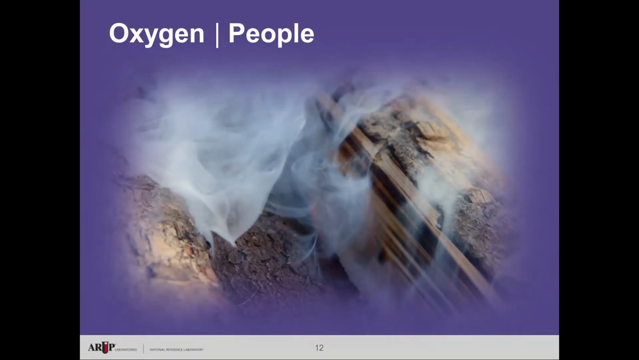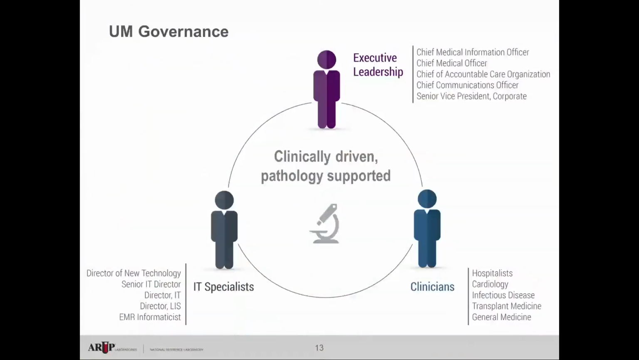Okay, the second element of the fire triangle after heat is oxygen, and the second element of the clinical management triangle after data would be people structures. It's really critical if you want any sort of a clinical management program to have the executive leadership of the hospital or the health system on board alongside key clinician leaders and key IT leadership and frankly IT frontline staffing as well.